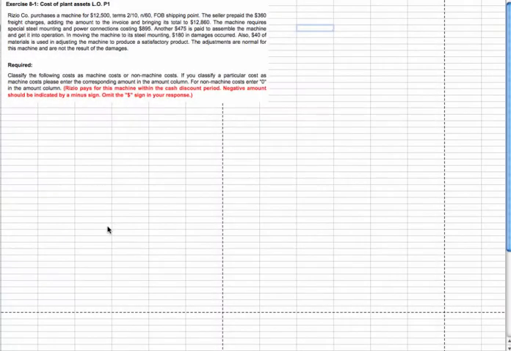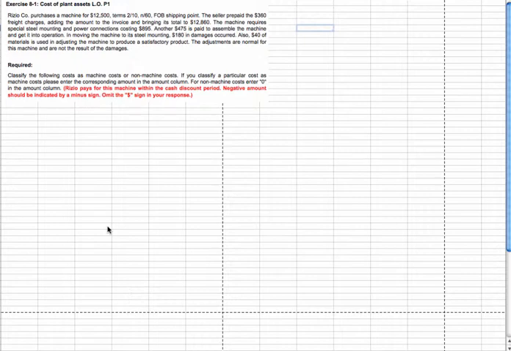Our first problem that we want to talk about here is to determine the cost of a plant asset. Now remember, a plant asset is tangible in nature, so we're calling this property, plant, and equipment. Property, plant, and equipment assets are depreciated over its useful life, and what we first have to do before you can ever do any depreciation is we have to determine what the cost of the asset is.